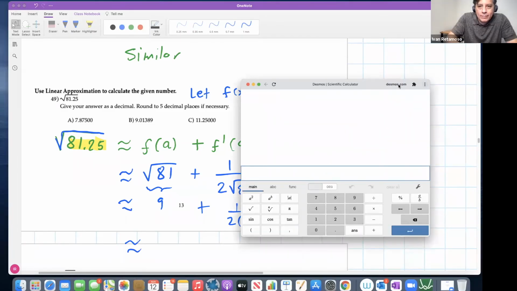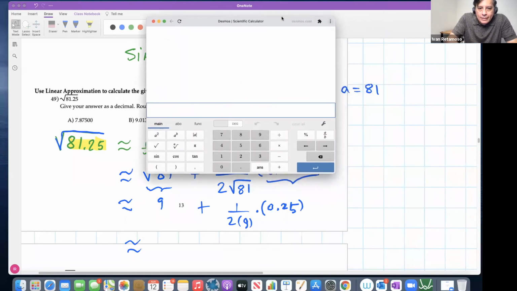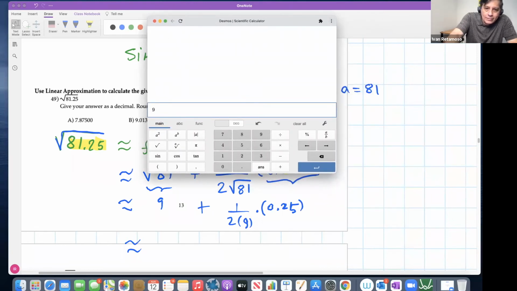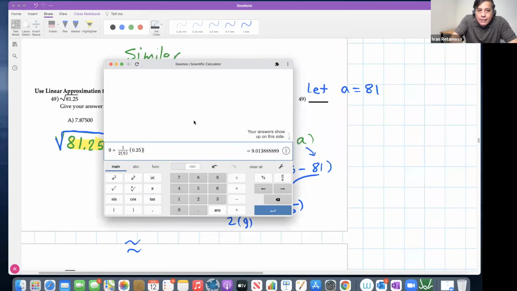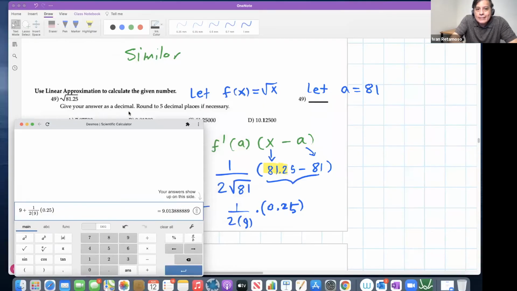So try to follow this format, because otherwise it's sometimes too cumbersome to recall the linearization. If you remember just this little shortcut, the difference is always small and easy to compute, 0.25. And I get this number. Now, follow instructions, guys. They say give your answer as a decimal rounded to 5 decimal places. So we go up to 5 decimal places, and because of this 8, this becomes 9. So this is 9.01389. Very good.